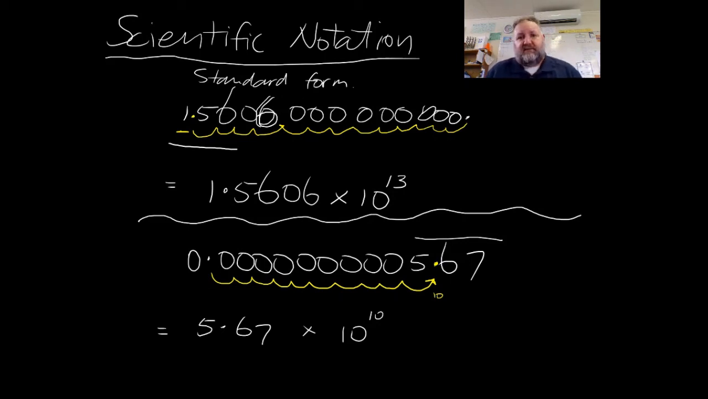Now there's one last thing I have to do and I can't forget, otherwise it makes my answer very wrong: if the number that I started with is less than 1, my index has to be a negative number. So you'll notice that right down here, I've put a negative 10. I did 10 jumps from here down to here, but because the number I started with was smaller than 1, it's going to be negative 10. That will be the index there. And that really is how you change very big numbers and very small numbers into scientific notation.